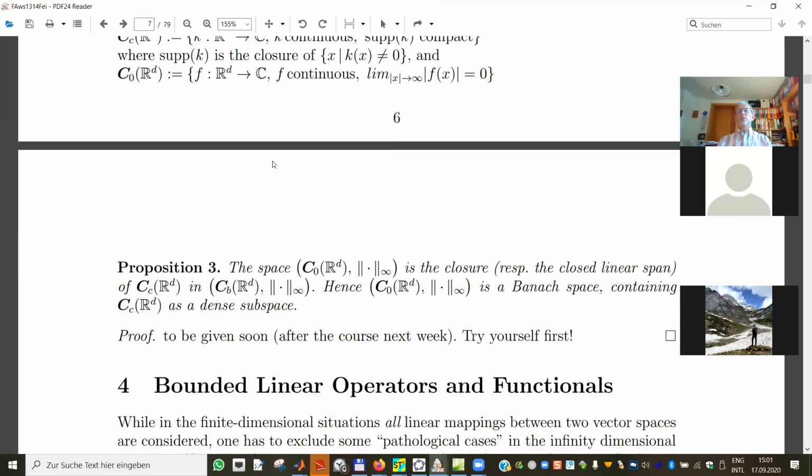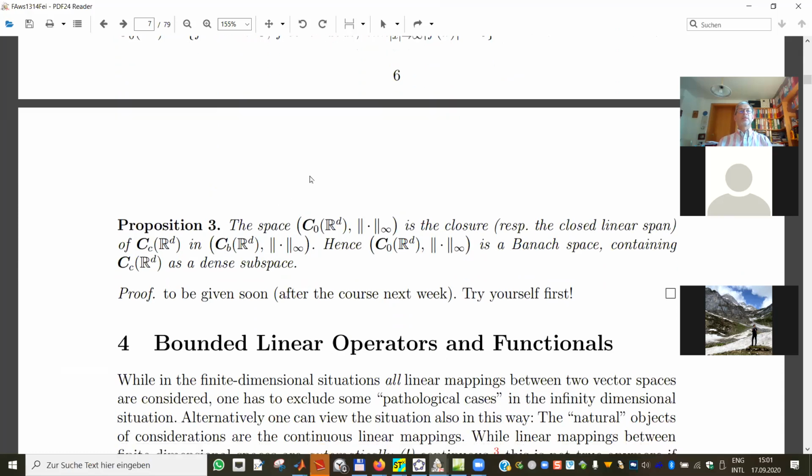Now, I would like to give you this proposition first, just to show you what we have in mind for the second part of this session. We will talk a lot about C0, but also about CB. Now, CB is even larger than the space C0. The B stands for bounded. It's the space of all bounded continuous, complex valued functions.